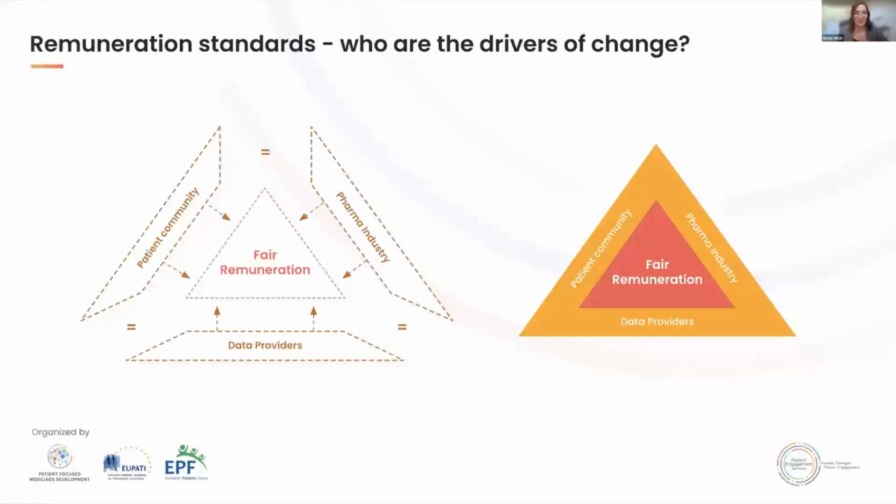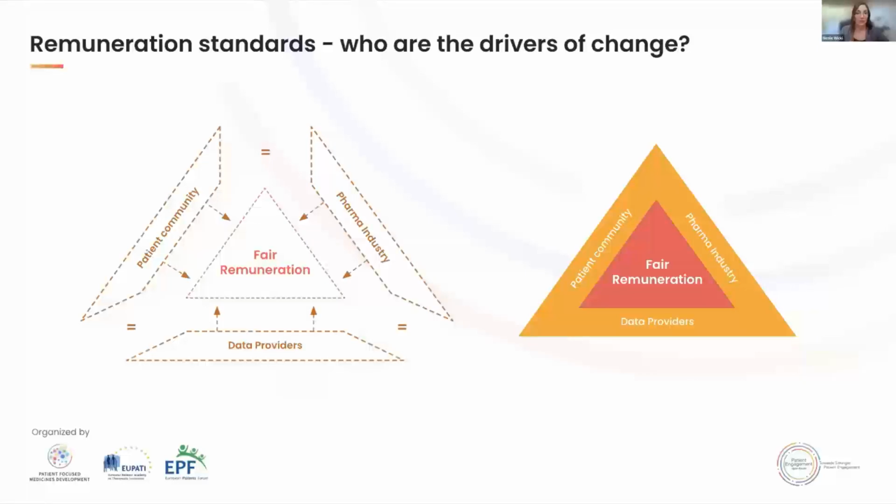So let's think about the drivers of change here. There's three key stakeholders that are essential drivers of change with respect to fair remuneration, and all will be represented on our panel today. So there's no denying that all three of these stakeholders that you see here need and can benefit from the co-creation of mutually agreed standards to drive fairness and transparency.